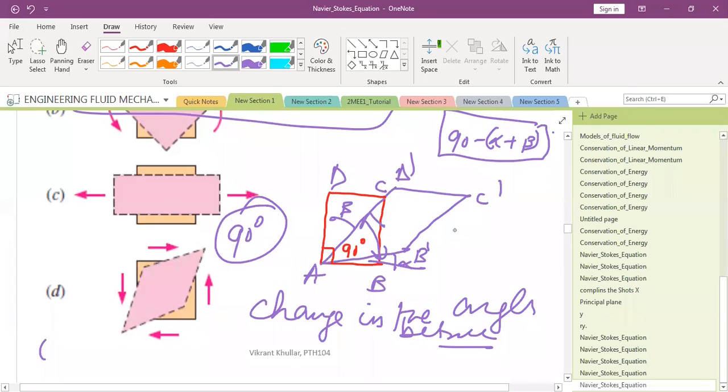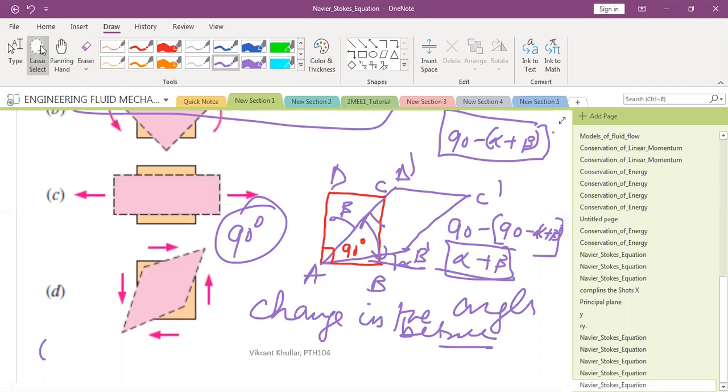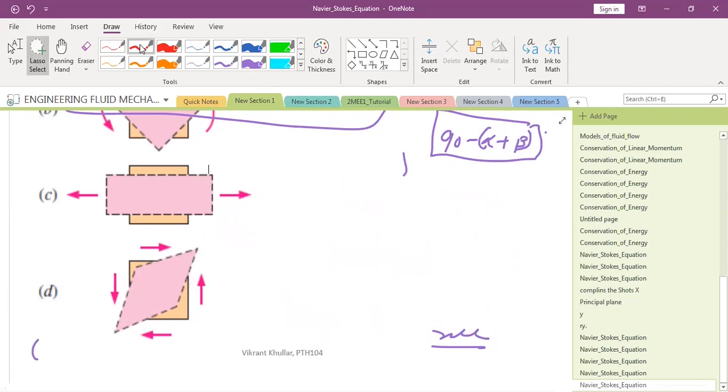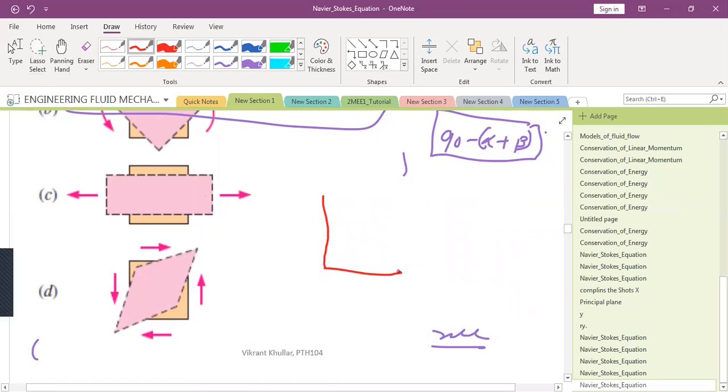So what is the change in angle? 90 minus (90 minus alpha plus beta), that is alpha plus beta. Is that clear? This is the change in angle which has happened. So now the entire thing is I need to find out what is alpha and what is beta. So how can you find out alpha and beta? Here tan alpha and tan beta we will calculate. Tangent alpha and tangent beta you will calculate.